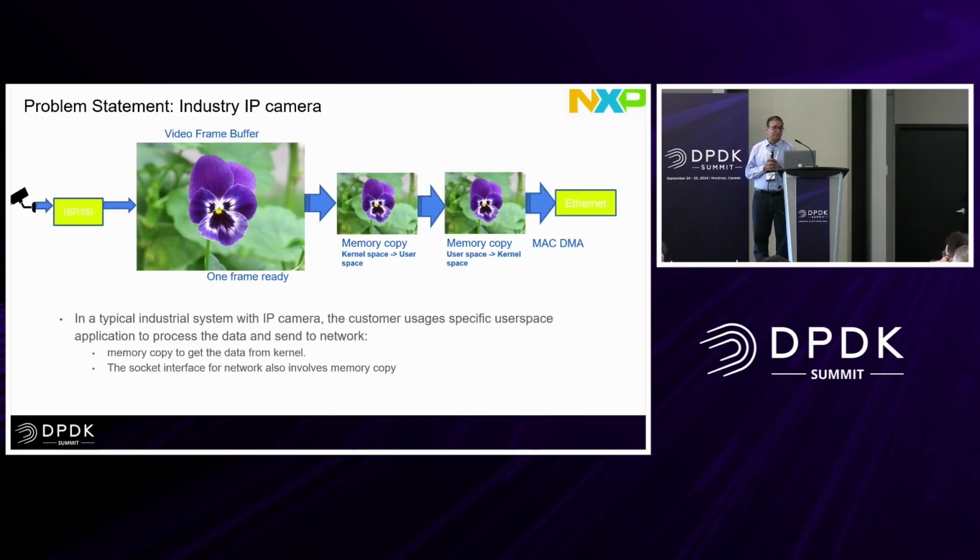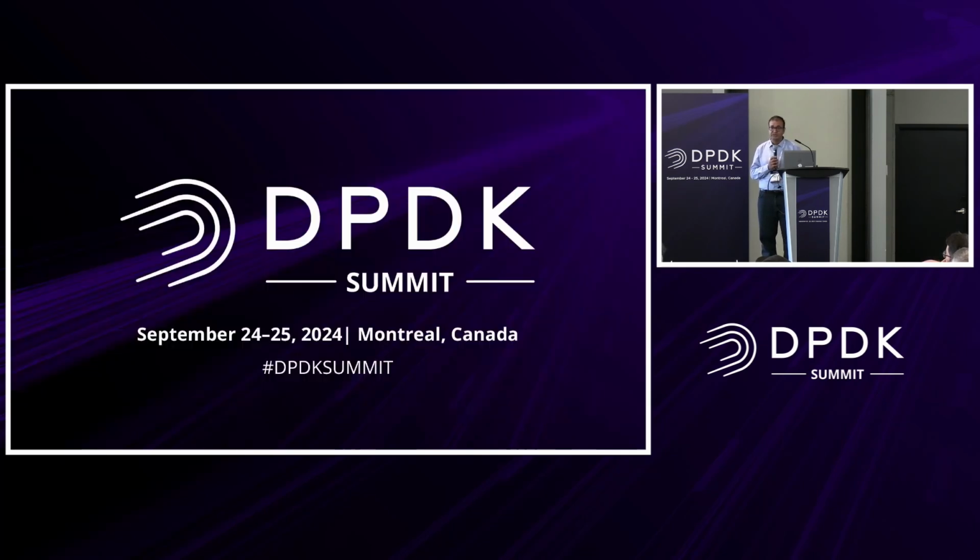The customer's problem was that he was using an IP camera. Our i.MX devices have an inbuilt ISP, ISI kind of interface for connecting directly to specific cameras. The kernel-based driver captures using MIPI and CSI directly to memory. Once the frame data is available, the application picks up the frame data, processes it, packetizes it, does some specific processing, and then uses the socket interface to send the packet out to the network.